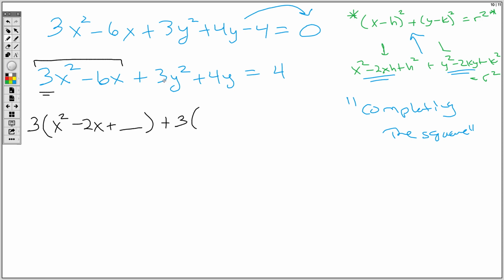It's going to be a little more complicated. We're going to factor out the 3 from 3y squared. Divide 3y squared over 3 gives you y squared. Divide 4y over 3 gives you 4/3 y. And once again, we're going to leave a space. And then that's going to be equal to 4. And we're going to have some spaces on the other side as well.